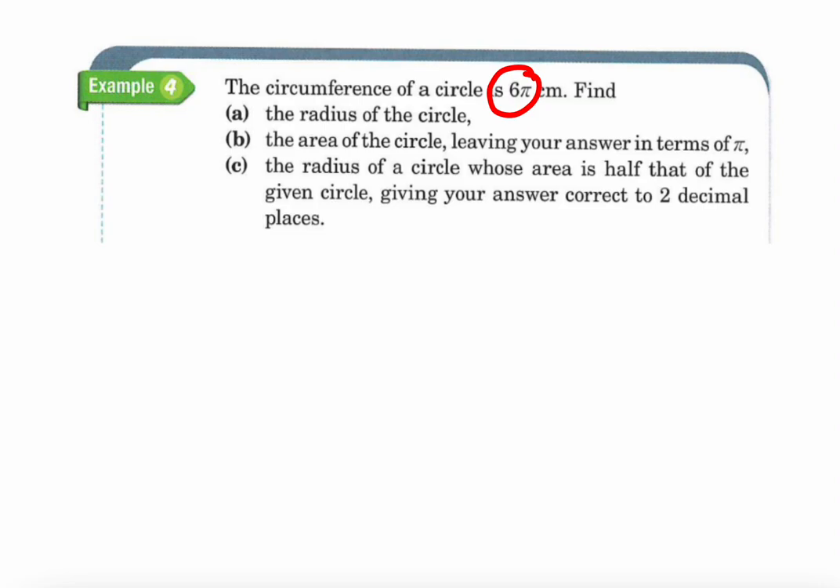Find the radius of the circle. Find the area of the circle, leaving your answers in terms of pi. So they're like, don't even touch pi, just leave it like that. And C, find the radius of the circle whose area is half of the given circle. And then give your answer correct to 2 decimal places. Okay, pause the video and try it on your own first.